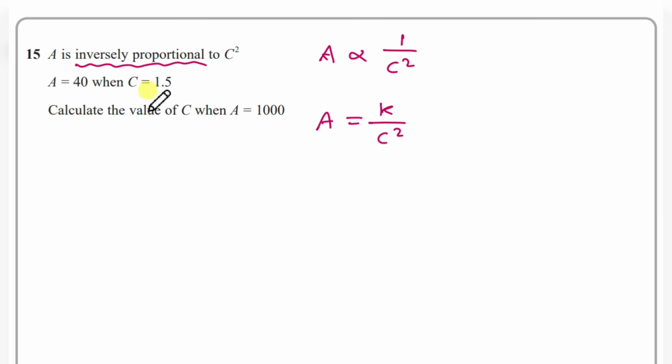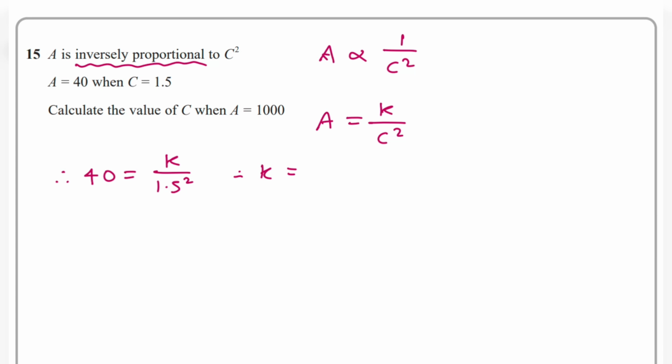Now let's go ahead and see what they mean. So they tell us that A is 40 when C is 1.5. Let's substitute that in here. So this means you got 40 equals K over 1.5 squared. Therefore, K is going to be 40 times 1.5 squared, right?